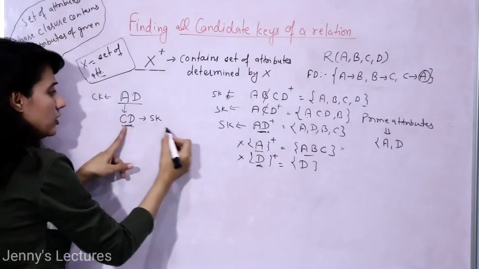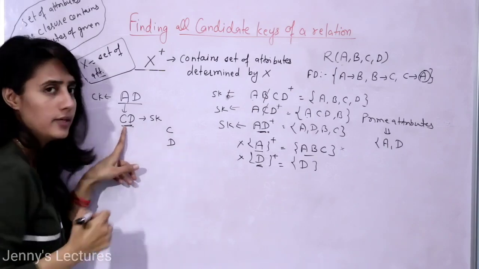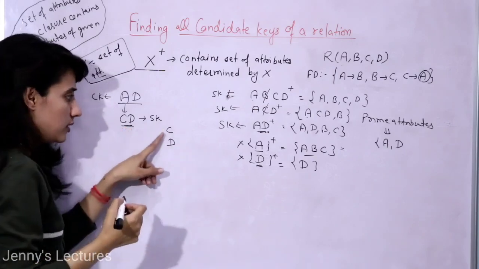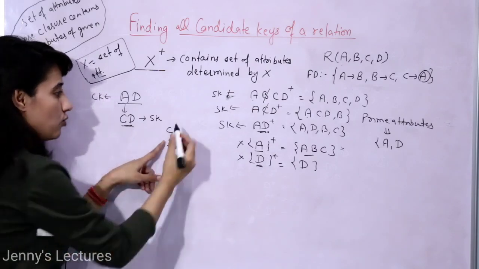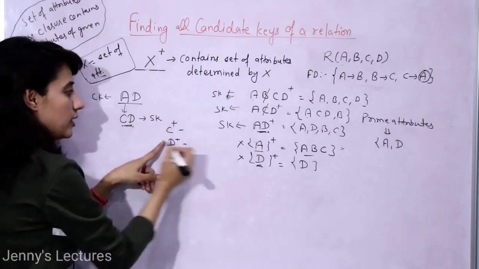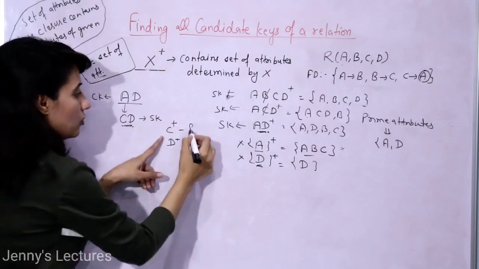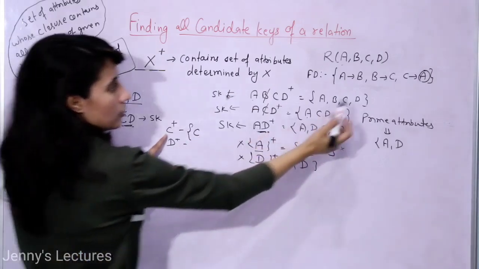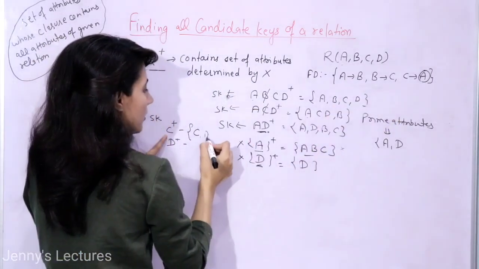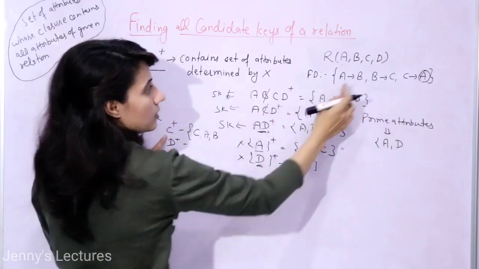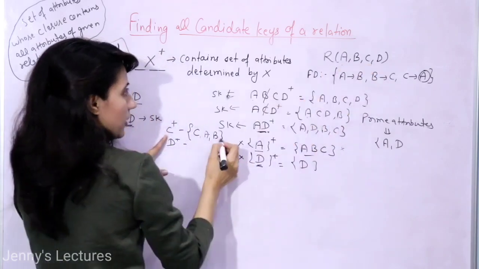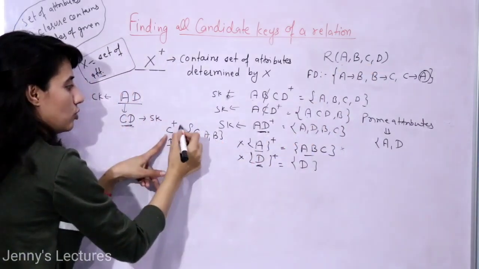So the proper subsets of CD are C and D. Now check whether C and D are super keys or not. How to find out? Find the closure of C and D. Closure of C: you can find C, using C you can find A, using A I can find B, right? But now I cannot find D, right? So this is not a super key.